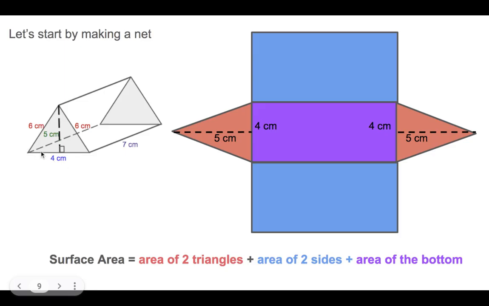This is the base of my triangle, which also makes up the height of my rectangle for the purple. And I know that the length of the blue rectangles are 7, so 7 centimeters. So all that I have left is this part here, and that's going to be my 6 centimeters. So now I have all the dimensions that I need to calculate the surface area of this triangular prism.